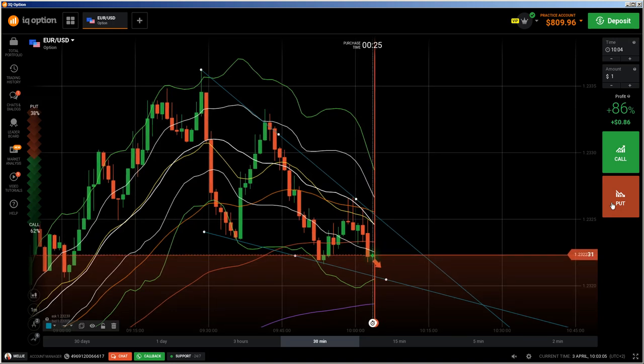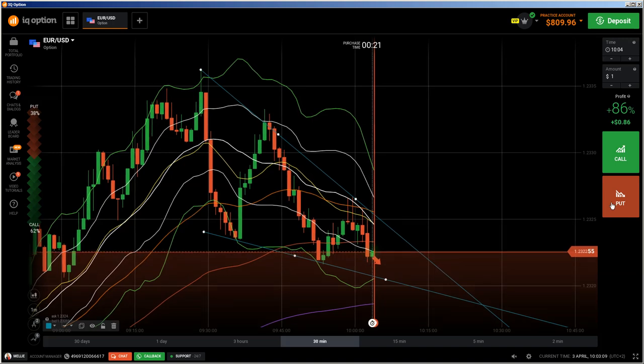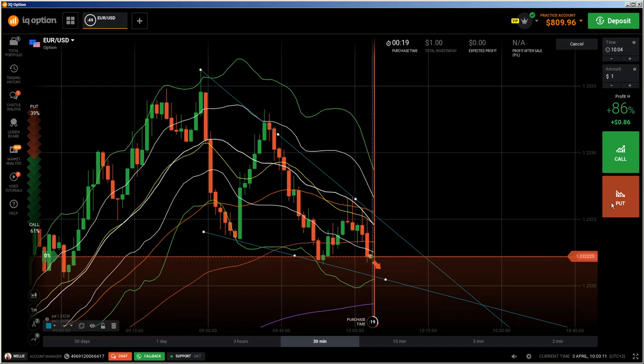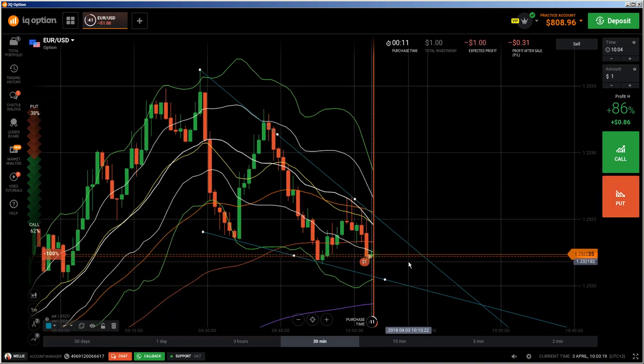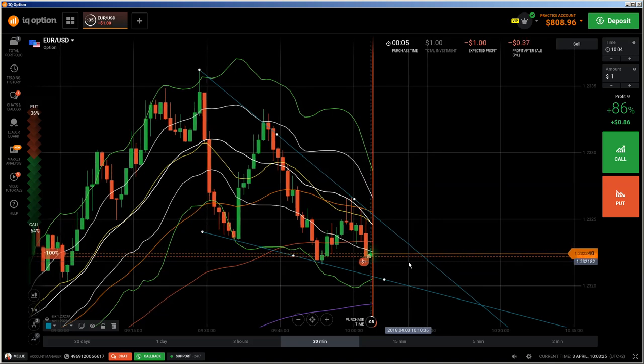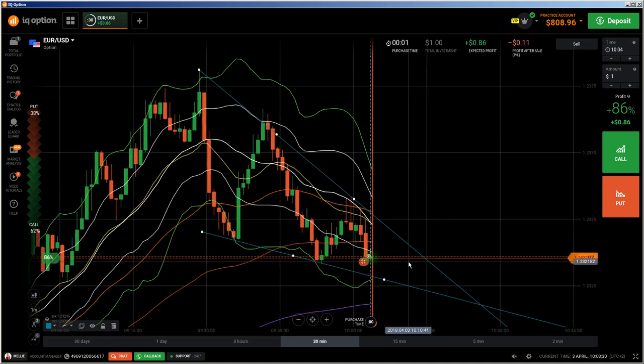If I get a rejection, I will do a put because the overall trend is down. Now I got also the rejection. Yes, this candle is strong, bearish, and that is showing me that we're probably going down. Yes, and that's the reason why I entered into this trade. And so let's see what will happen.